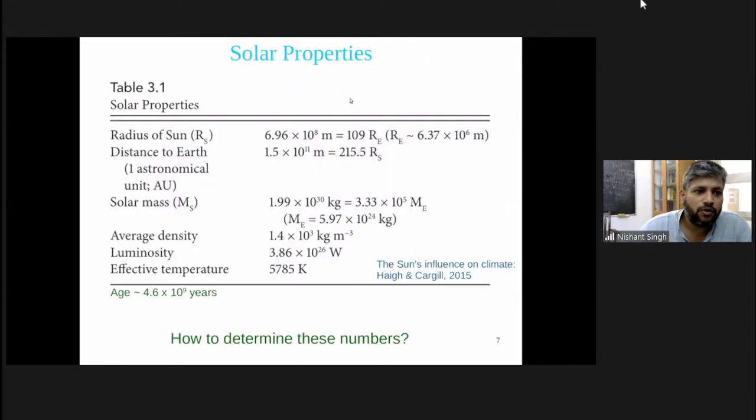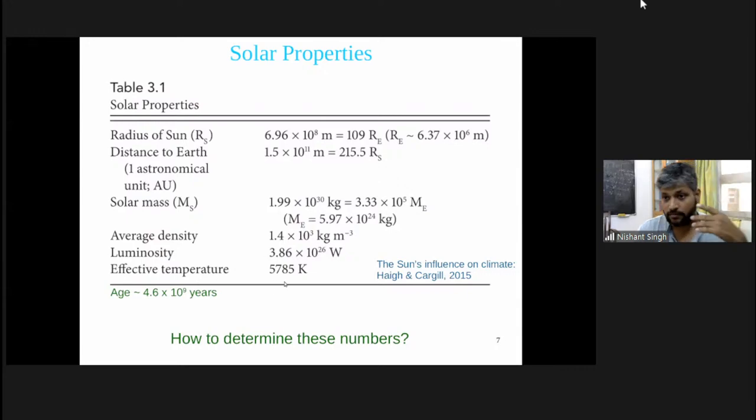Some of the properties to note: by now we know the radius of the Sun. These are just numbers that you can look up. I'm not going through each of these, but look at, for example, the average density. Density has a profile which I'll come to, but the average density is already about 10^3 kilograms per meter cube, which is much, much larger than a typical density of the ISM. So from a very low density to a very high density, it has evolved. The luminosity is also very large, roughly 10^26 watts.